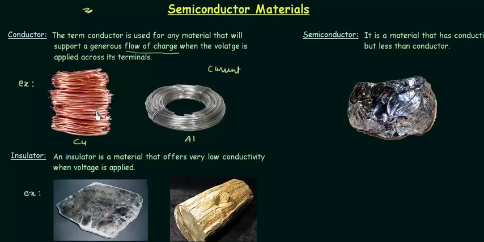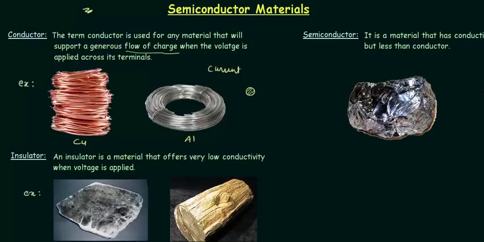And if I cut this copper wire, I have a cross section that will look something like this. So we have a cross-sectional area A that is equal to pi r square, and the amount of current flowing through this cross-sectional area in the given time is very high. That is the definition for the conductor. The flow of charge is very high when the voltage is applied across its terminals. Whereas in case of insulator, we have the flow of current, or you can say the conductivity, is very low when the voltage is applied across its terminals.